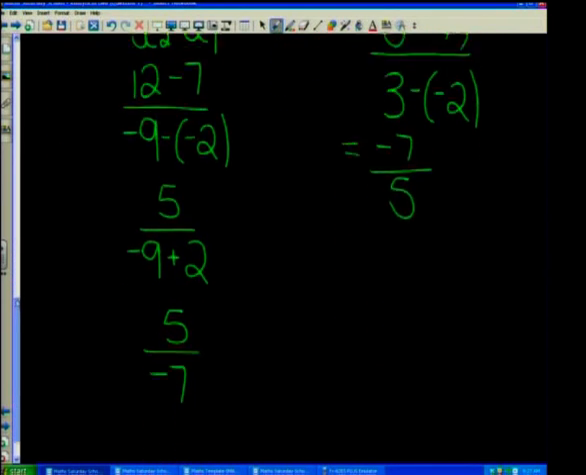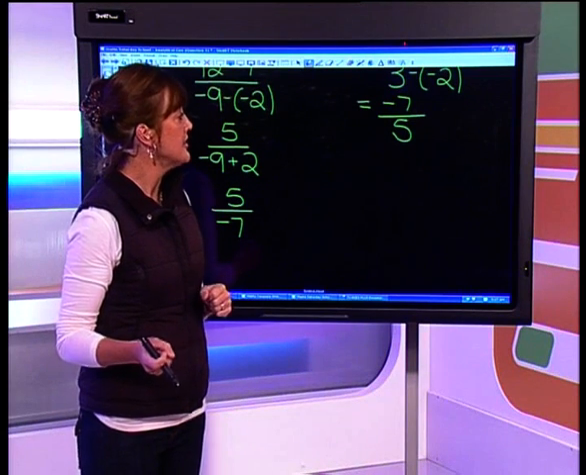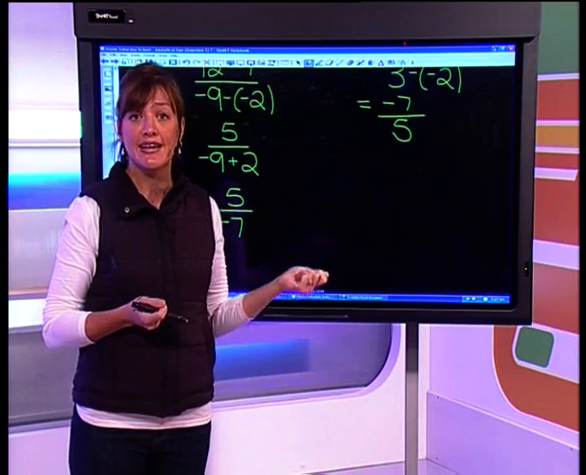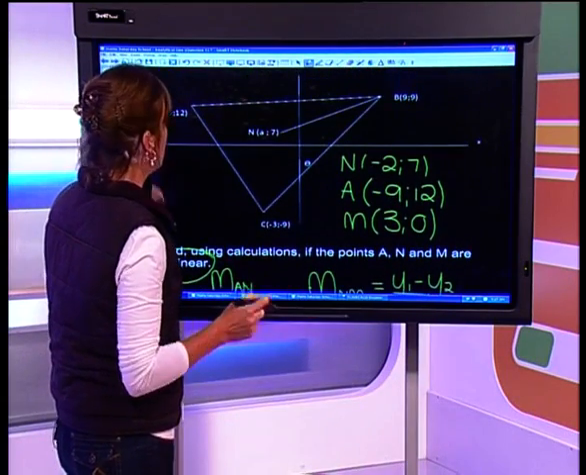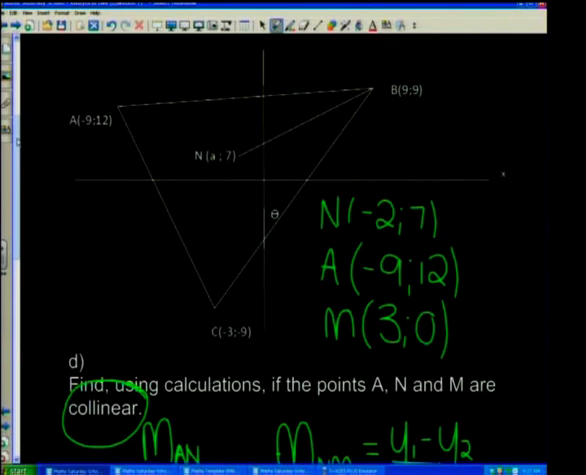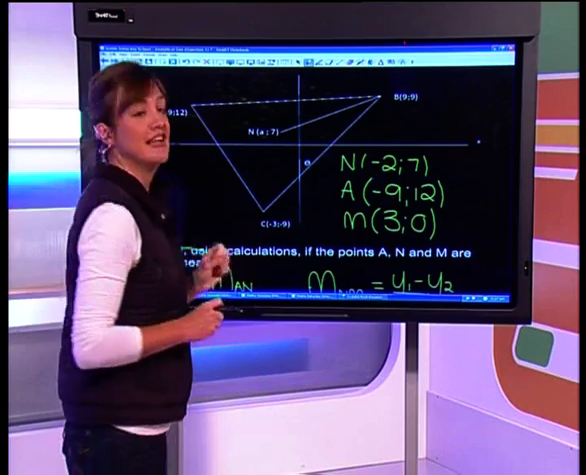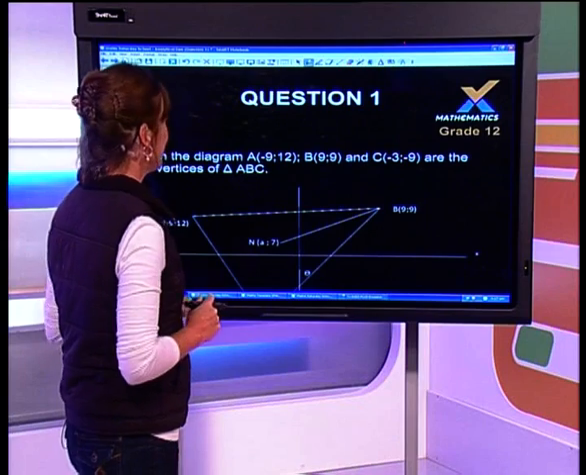What have we got here, grade 12s? I've got one gradient that is negative 5/7, and I've got another gradient which is negative 7 over 5. So unfortunately, have we managed to prove that they are collinear? No, they're not. So basically, this is the story. If we were to draw a line through point A, through point N, and then through point M, there would not be a straight line through those 3 points, because those 3 points do not give us the same gradient. They are not collinear. Okay. Right, so that's the first question. Everybody understanding? I hope everybody is. And let's have a look at the next question.